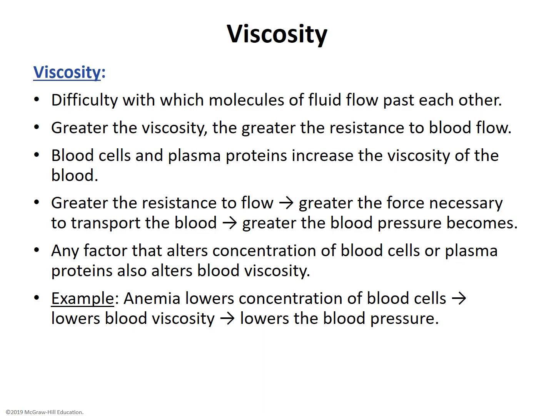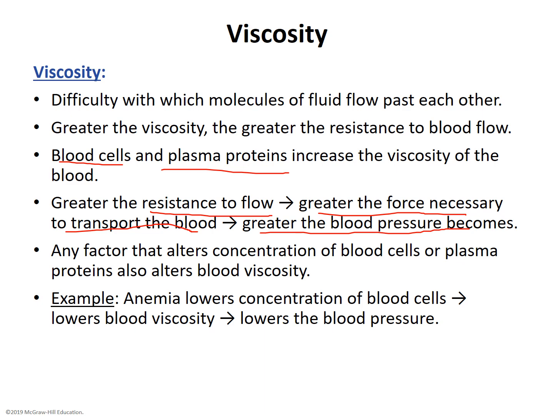So the blood cells, which are the formed elements, and the plasma proteins increase the viscosity of the blood. The greater the resistance to flow, the greater the force necessary to transport the blood, the greater the blood pressure becomes. So if I have some atherosclerosis, which is going to increase the resistance, I'm going to have to increase blood pressure. If my blood becomes thicker, it's going to increase resistance, so I have to increase blood pressure.